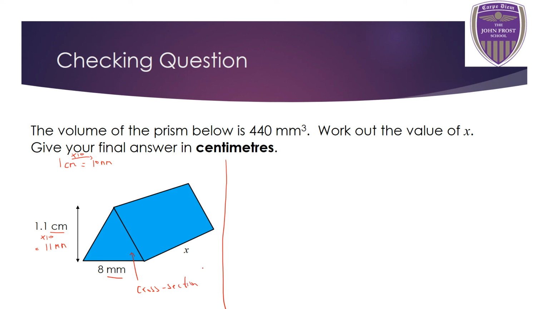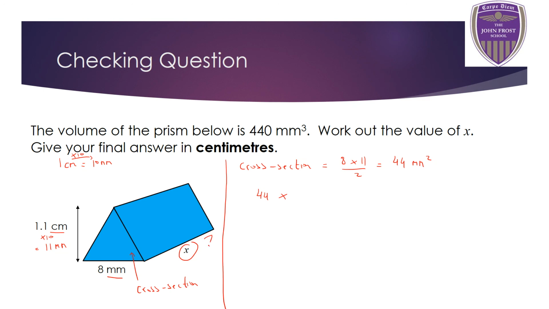So let me take a look at this now. Let's think about the cross section first, because it mentions the volume. It's base times height divided by 2. 8 times 11 is 88, divided by 2 is 44. This would be millimeters squared at the moment. And now look, I don't know what X is, but I'm told the volume is 440. So I hope this makes sense now. The cross section times the length.